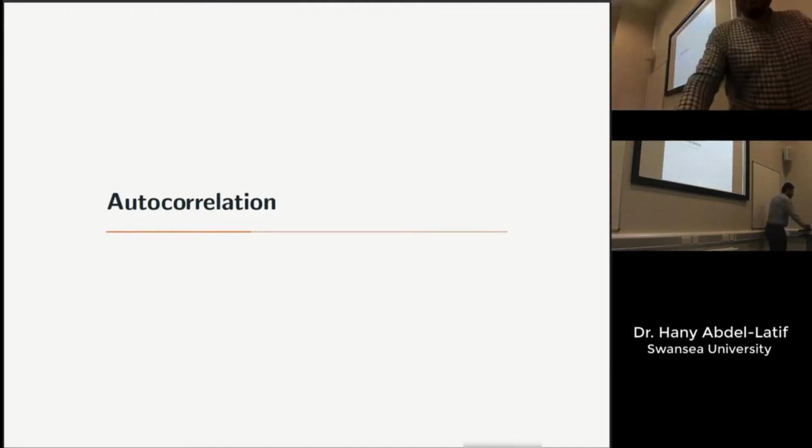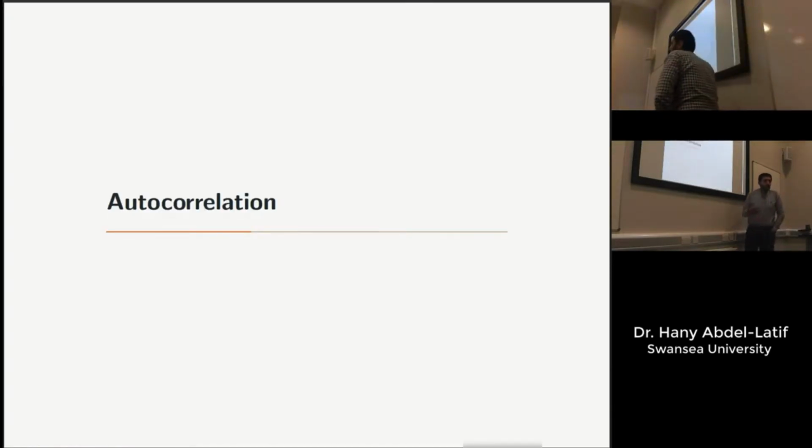As we said before, we made some assumptions about the error term, and we want to test whether they are true or not. So in the first half of the lecture, we looked at heteroscedasticity, or the variance of the error, whether it is constant or not. And we saw what tests we can use.